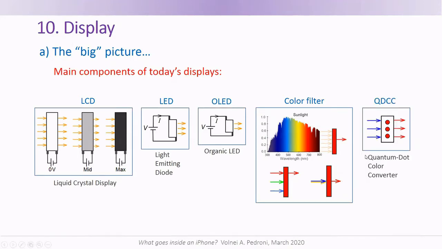The final component is the quantum dot color converter. It is a material that absorbs blue or violet light and re-emits it in another color. It has 2 major advantages over color filters. First, it does not have the energy loss due to blocking, as illustrated here, for example, for green and blue. And second, its output is closer to ideal monochromatic light than it is at the output of color filters.